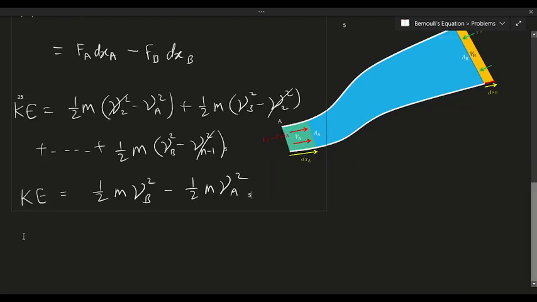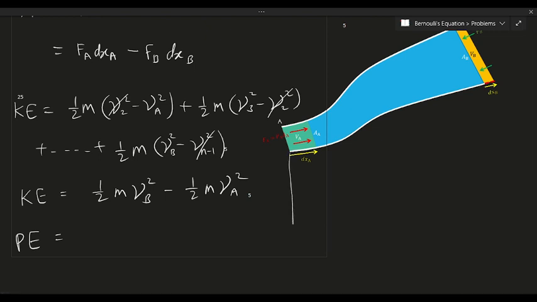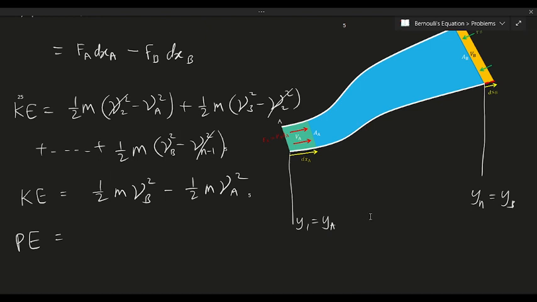Now we calculate the potential energies gained by various liquid elements and add them. The potential energy simply corresponds to their elevation, how high they have been lifted. So we calculate potential energy for the first liquid element. Suppose that the end A of the pipe has the elevation y1, and end B of the pipe has the elevation yn, equal to yb, and y1 equal to ya. Similarly, the elevations of other liquid elements may be shown as y2, y3, y4, and so on.